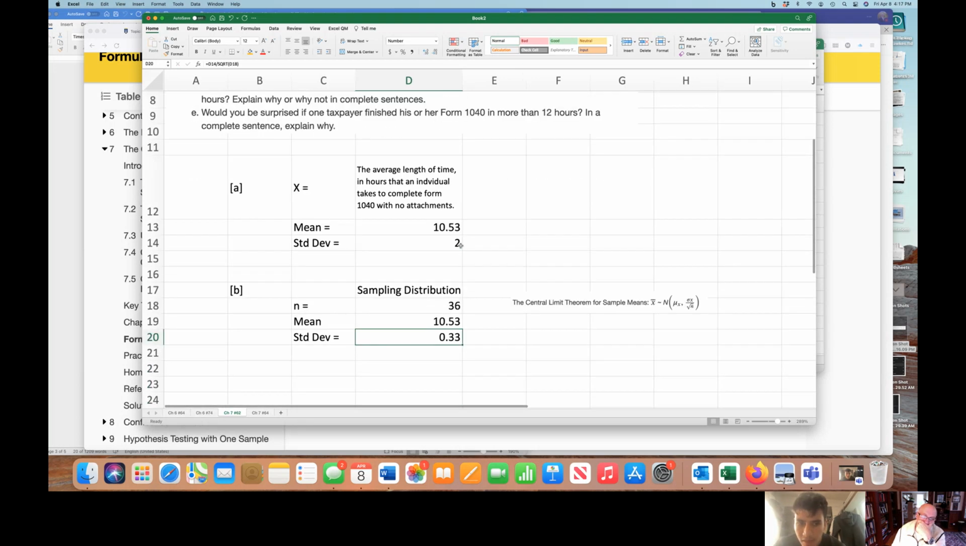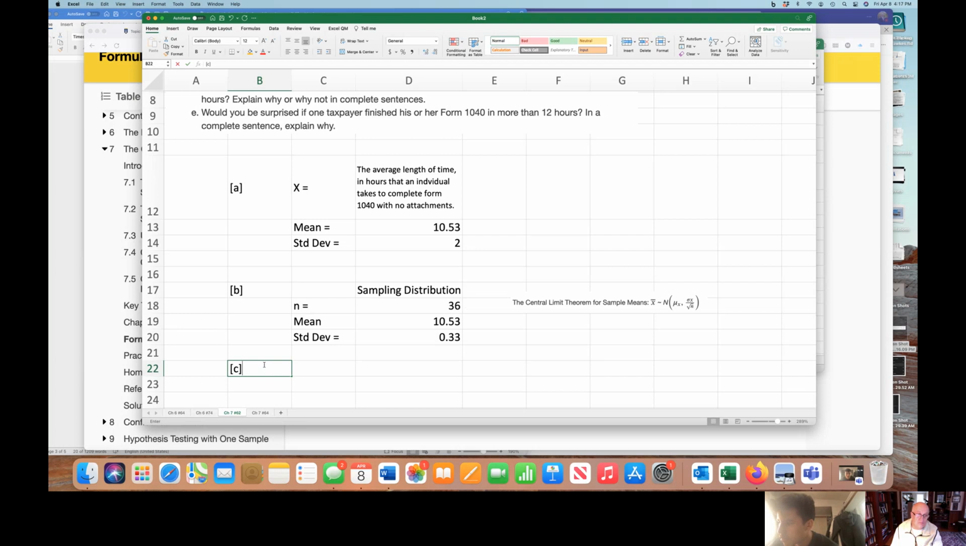Well, C is a rewriting of that. X bar is distributed how? Normal of what? 10.53, comma 0.33. Close enough for government work.